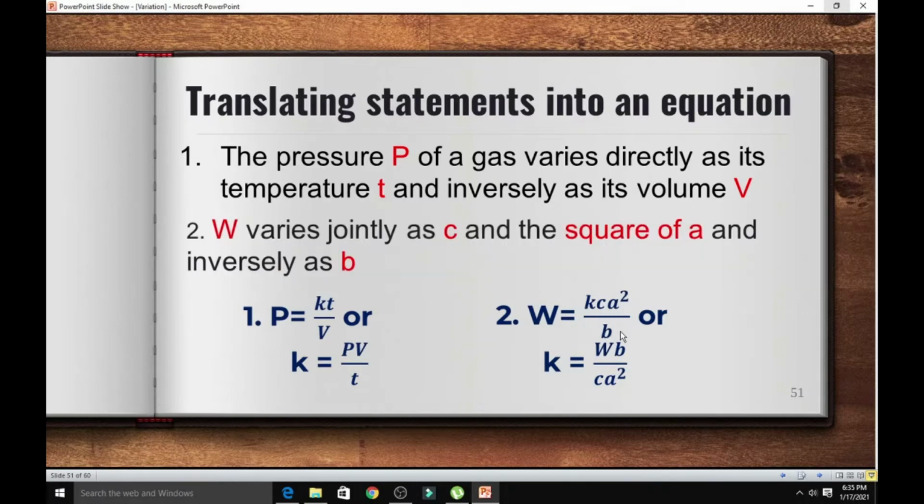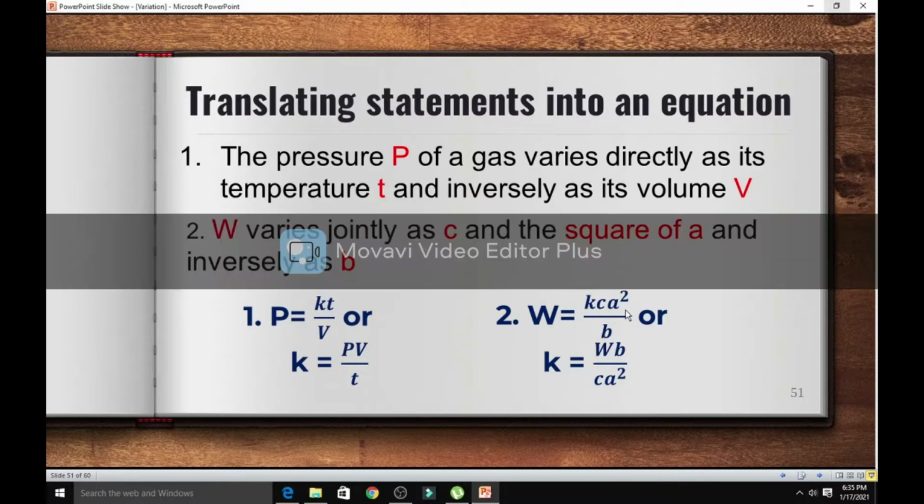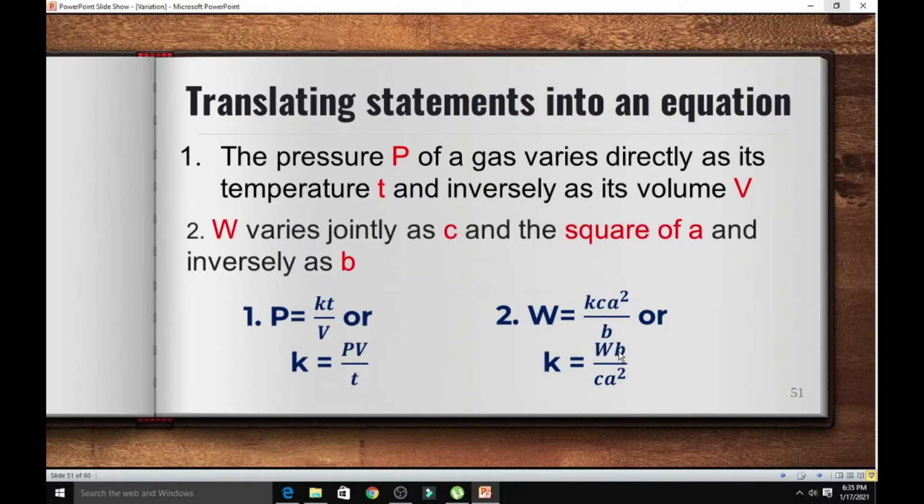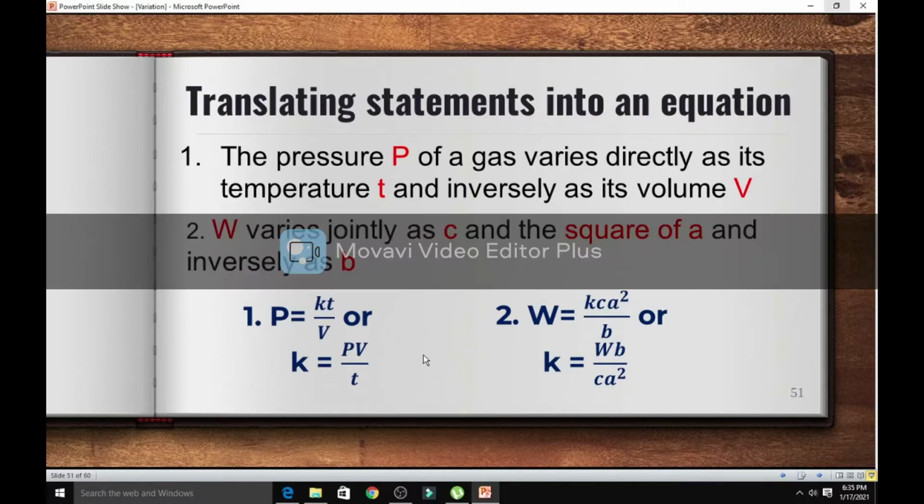So, paano naman natin nahanapin yung equation for K? Para mahanap natin yung equation for K, kung ano yung kasama ni K sa numerator, which is C and A squared, ilalagay naman natin siya sa denominator. And then, the product of W and B, yung variables sa left side at saka sa denominator, ay imumultiply lang natin. So, pagtatabihin natin siya sa numerator. So, ang equation natin for K, K is equal to WB all over CA squared. Okay?